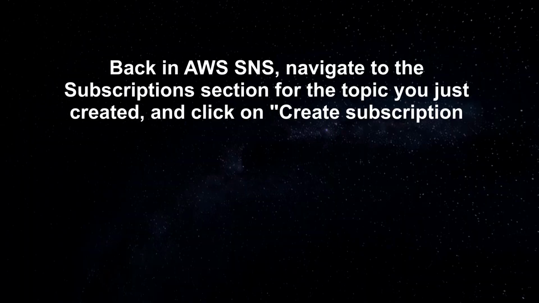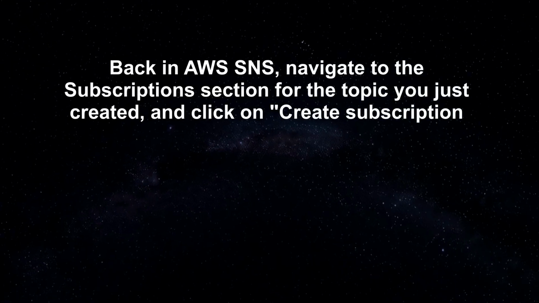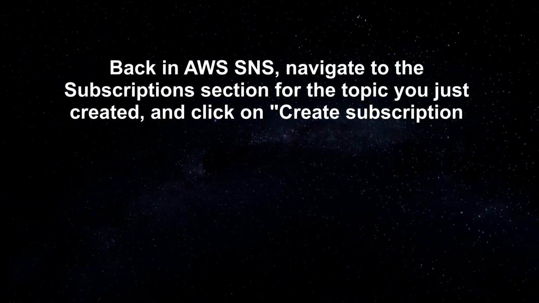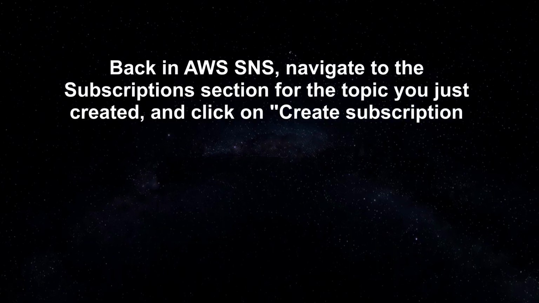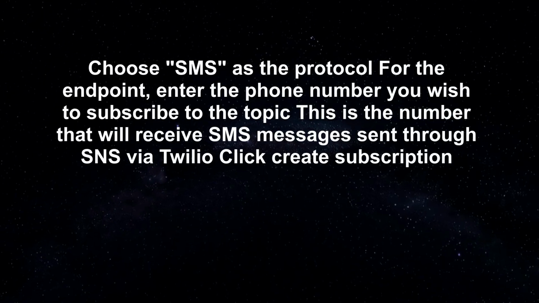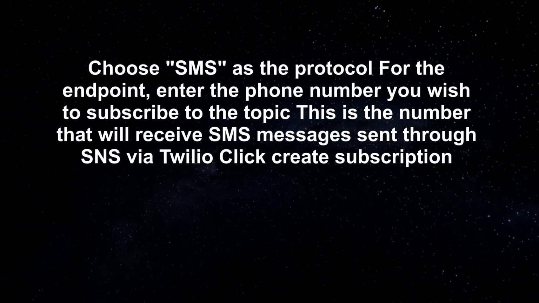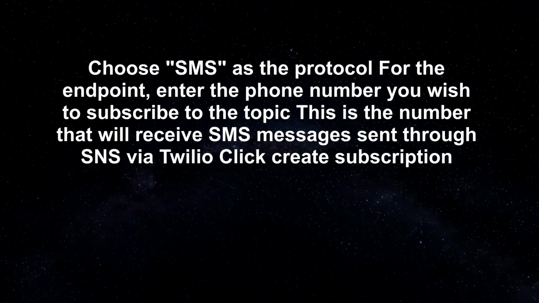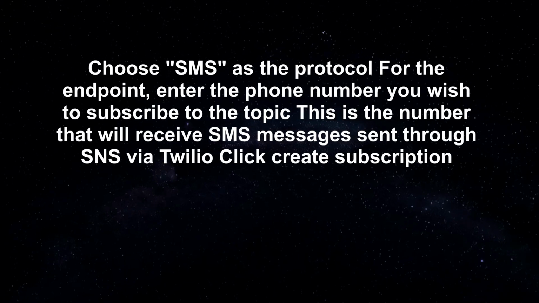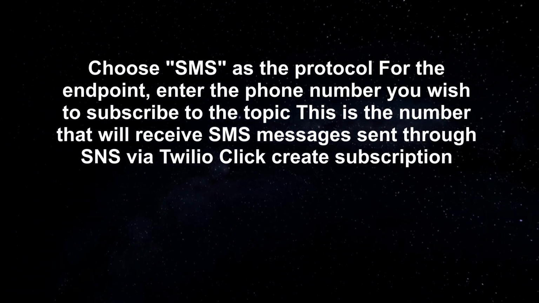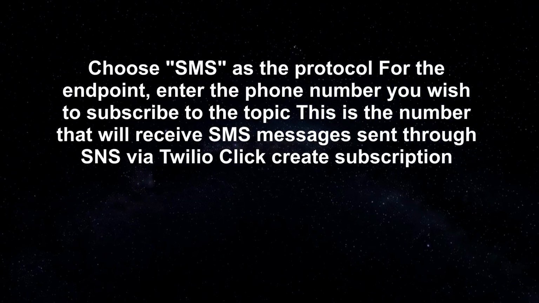Back in AWS SNS, navigate to the Subscriptions section for the topic you just created and click on Create Subscription. Choose SMS as the protocol for the endpoint. Enter the phone number you wish to subscribe to the topic. This is the number that will receive SMS messages sent through SNS via Twilio.